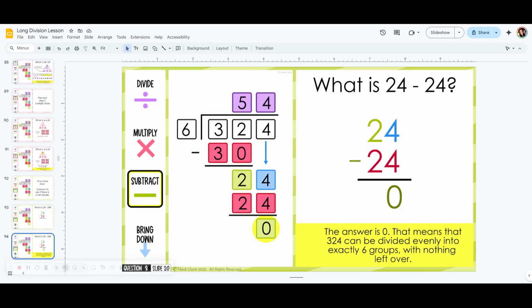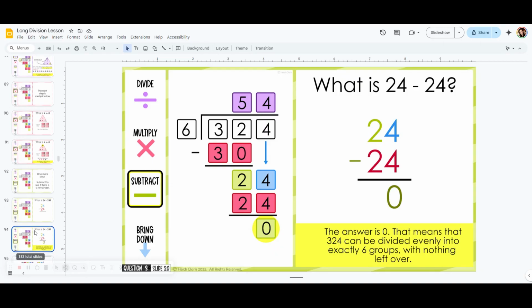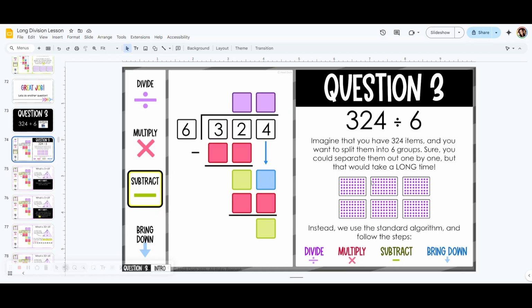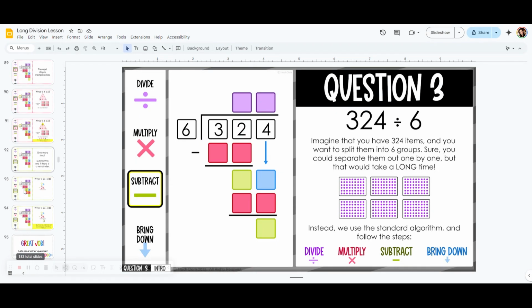So all the groups would be equal. They would all have exactly 54 in them. So each of these groups is 54, 54, 54. 54 times 6 is 324. 324 divided by 6 is 54.